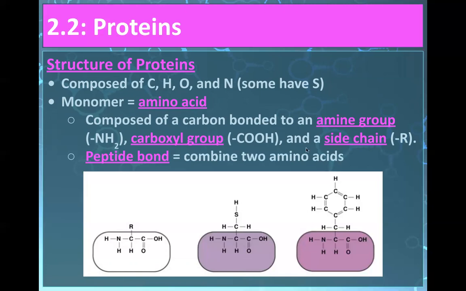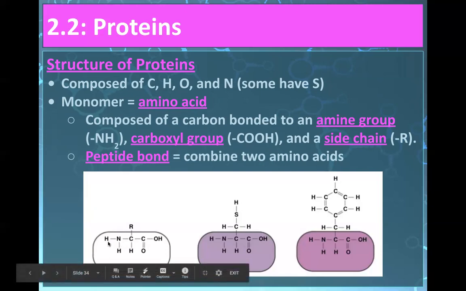Okay, so a protein is going to be formed by many amino acids bonded together, and one amino acid bonds to another amino acid through a peptide bond. Okay, so the amine group of one amino acid will bond to the carboxyl group of the next amino acid. Okay, so right here, COOH and then NH2 would form a bond.